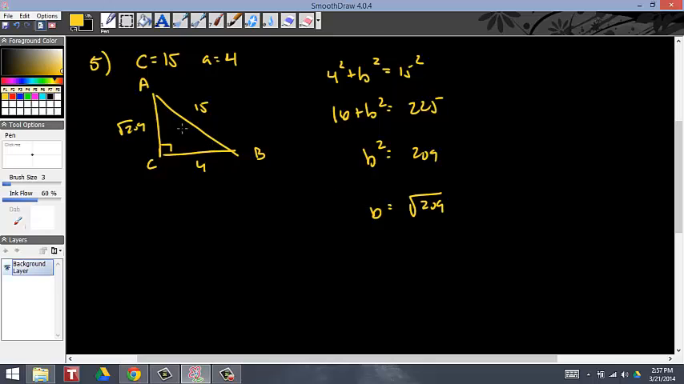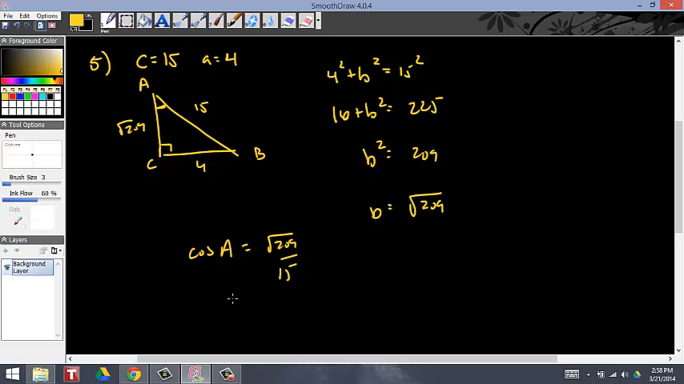Cool. So now to find measures of angles A and B, if I want to find angle A, I've got an opposite and a hypotenuse, so I can say sine of A is equal to 4 over 15. Actually, you know what? I don't want to use sine. Sine can get really nasty. Let's use cosine. Cosine of A is equal to adjacent over hypotenuse, so rad 209 over 15. So now you have to use a calculator, take the square root of 209, divide it by 15, and do inverse cosine of it.